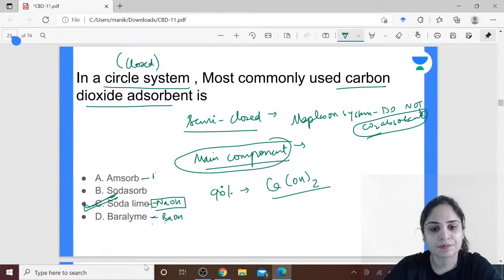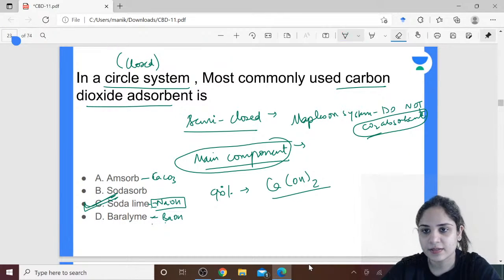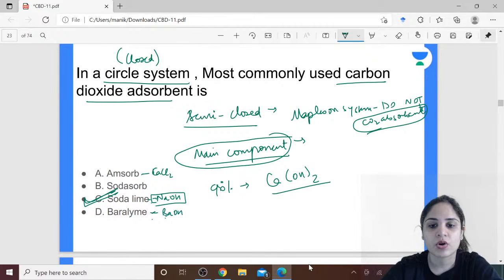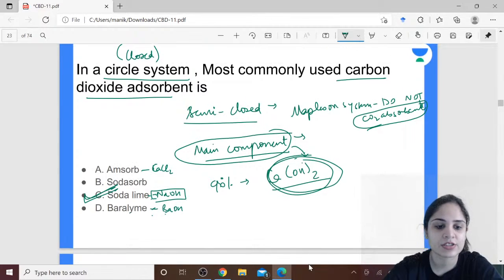If I add calcium chloride, I've written calcium carbonate, then my carbon dioxide absorbent becomes Amsorb. Okay, so that is how we have formation of the carbon dioxide absorbents. But always remember, the main component of all carbon dioxide absorbers is calcium hydroxide.